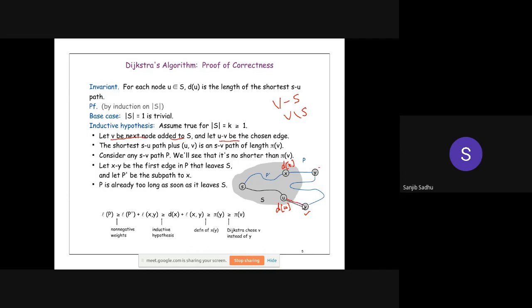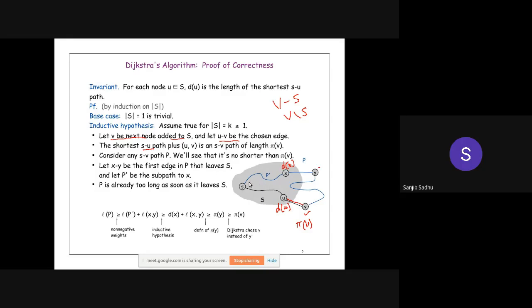The shortest path from S to U is the shortest SU path plus UV, U to V, which is the shortest length pi V. We are claiming this pi V. Now you are saying no, this is not the shortest path. Dijkstra is calculating this as the shortest path from S to V, and you are saying no, this is not the shortest path to V.